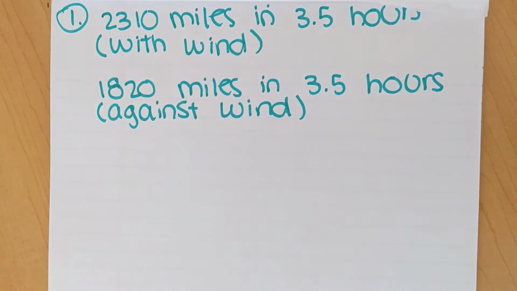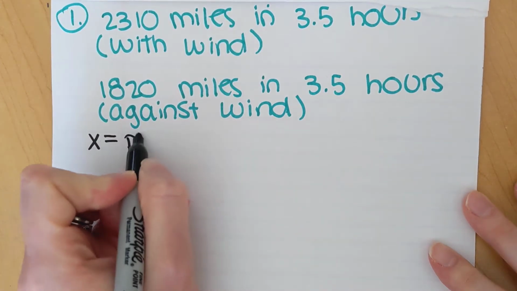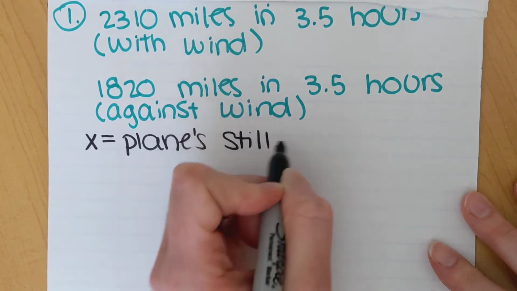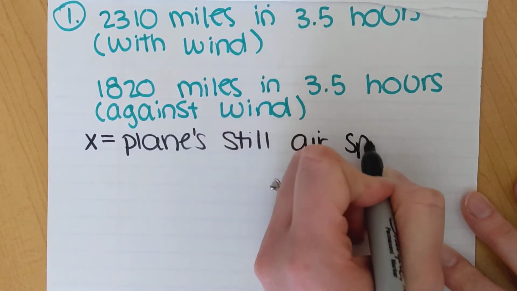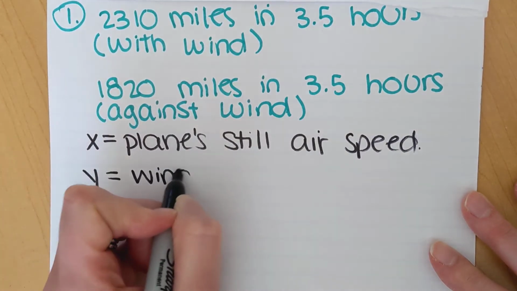Okay, so for this question, they're saying that it's 2,310 miles that it flew with the wind in 3.5 hours, and then 1,820 miles that it flew against the wind. So for these questions, we're going to let x be the plane speed in still air, and we will let y be the wind speed.